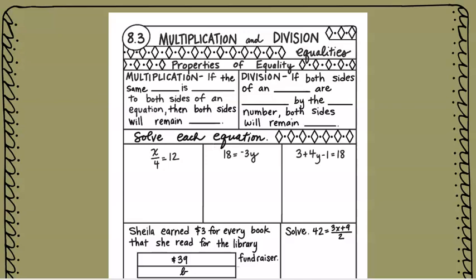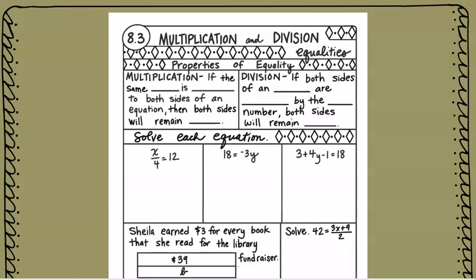All right, math minions, here we go. The next one is going to be on page 96 of your textbook. This is multiplication and division, still looking at properties of equality. And guess what? Seriously, I wanted you to guess, but hey.